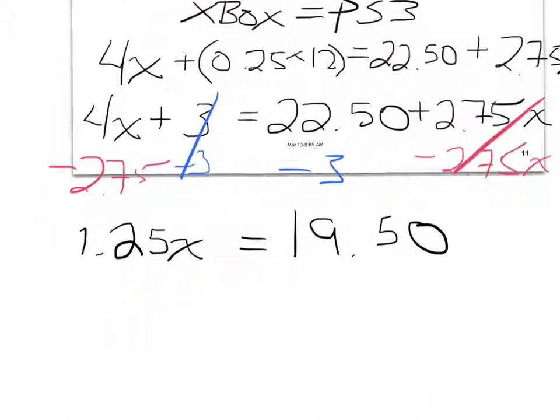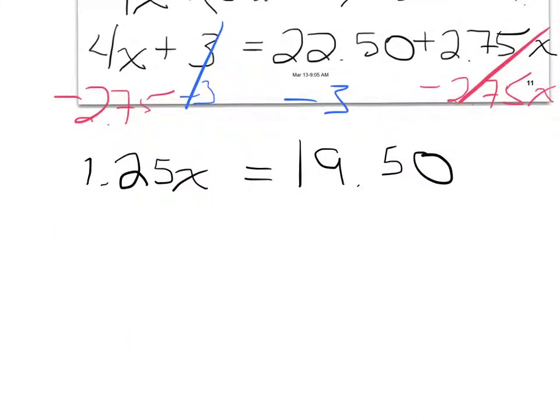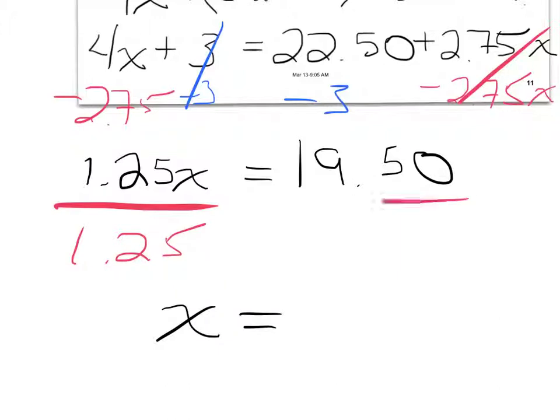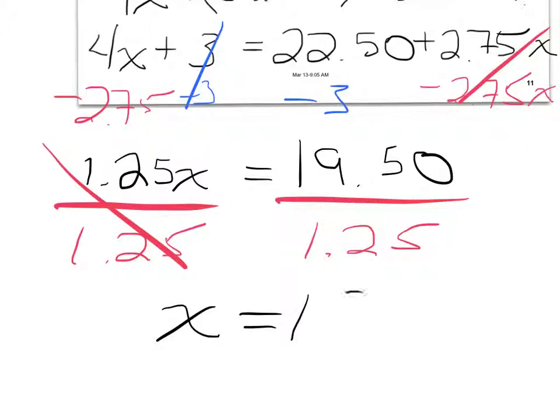And your final step to get x isolated will be to divide by 1.25 on both sides. So that cancels on the left. So the final answer is 15.6.